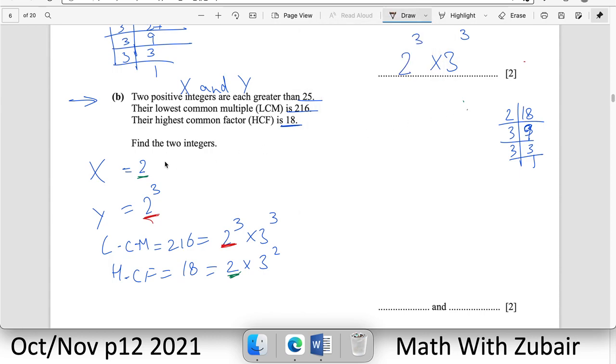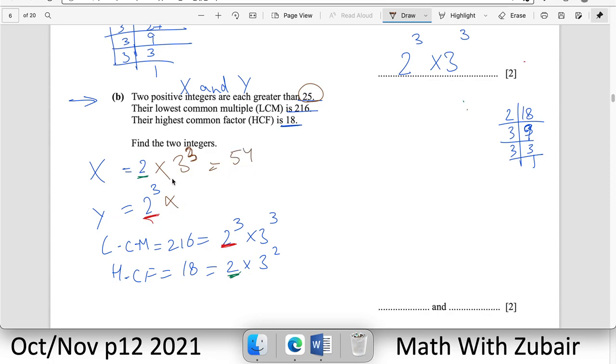So moving ahead, we are left with this 3. 3 cube is coming from one of the numbers, and 3 square from the other number. If I suppose that this is 3 square, this would make 3 times 9, 9 twos are 18, but this condition says the number is more than 25. So I'll try 3 cube here. So this is 3 times 9, 9 threes are 27, 27 twos are 54.